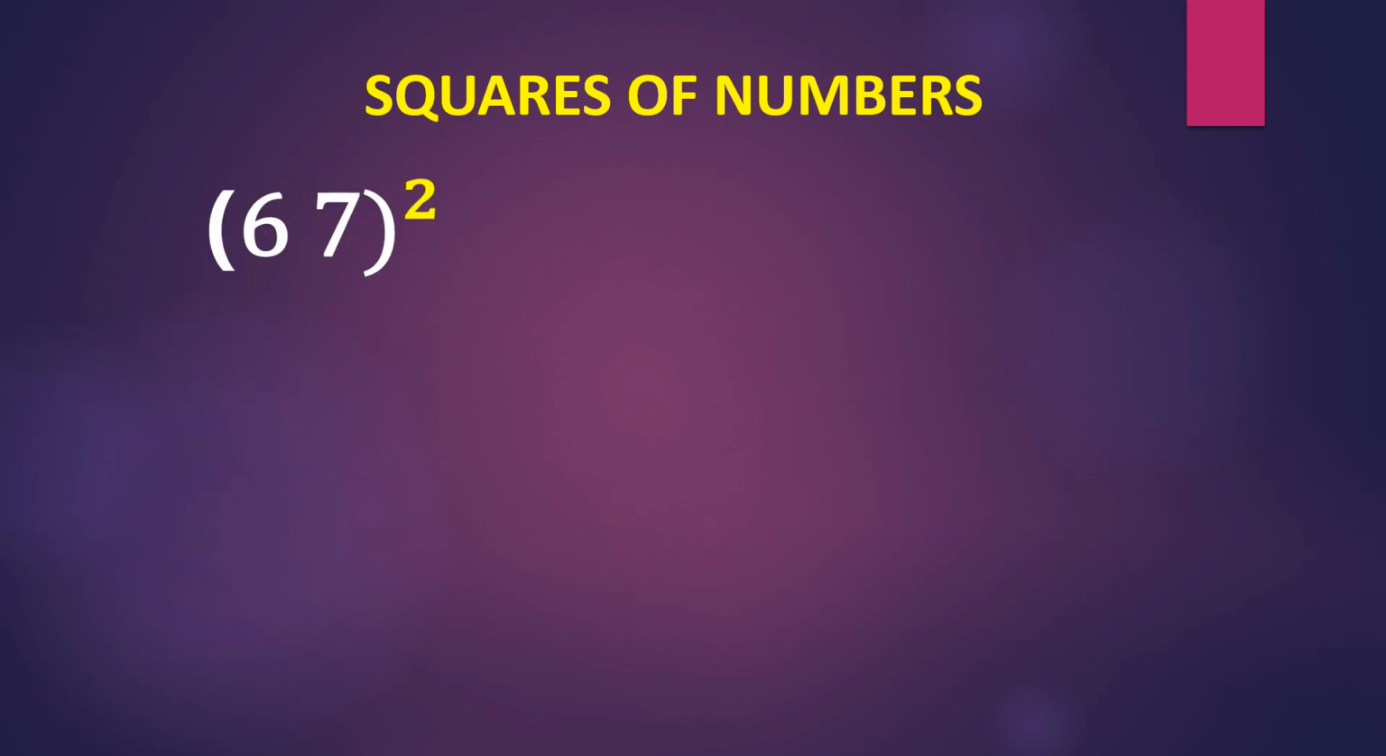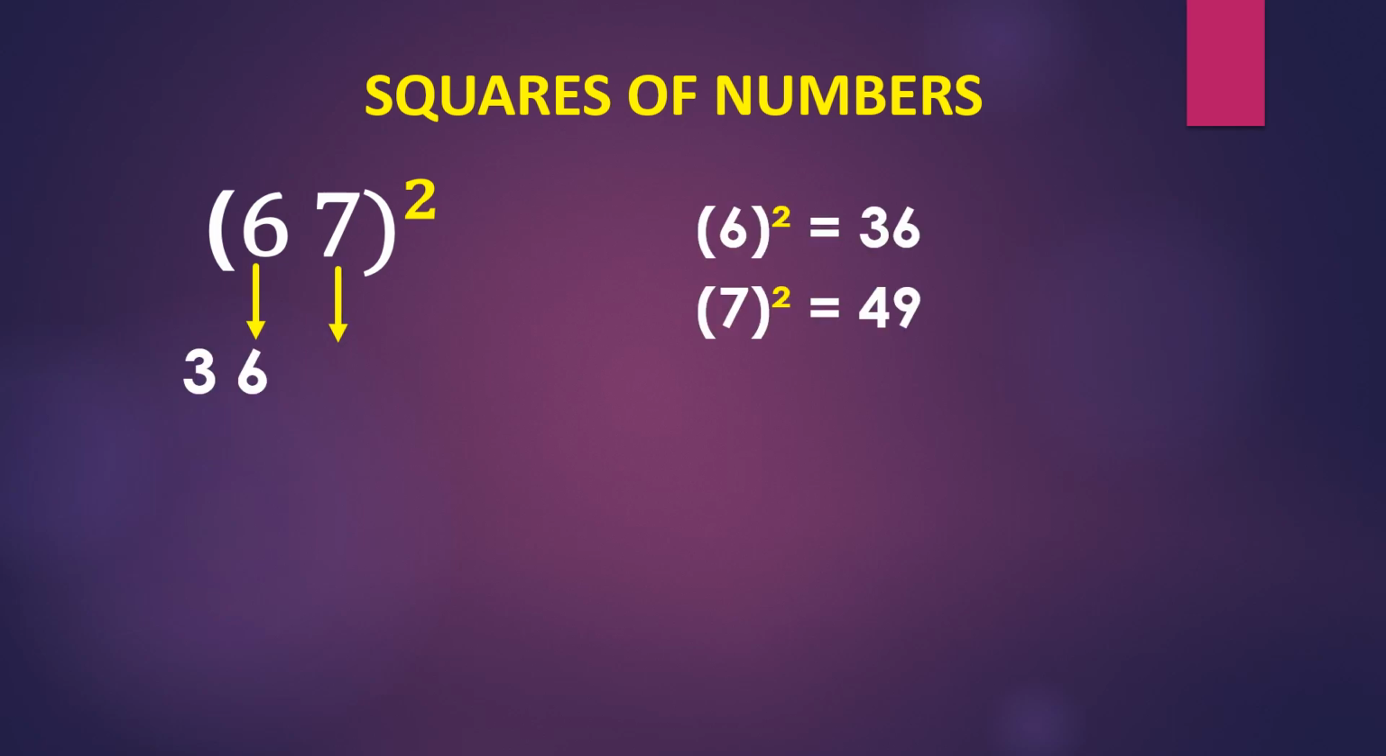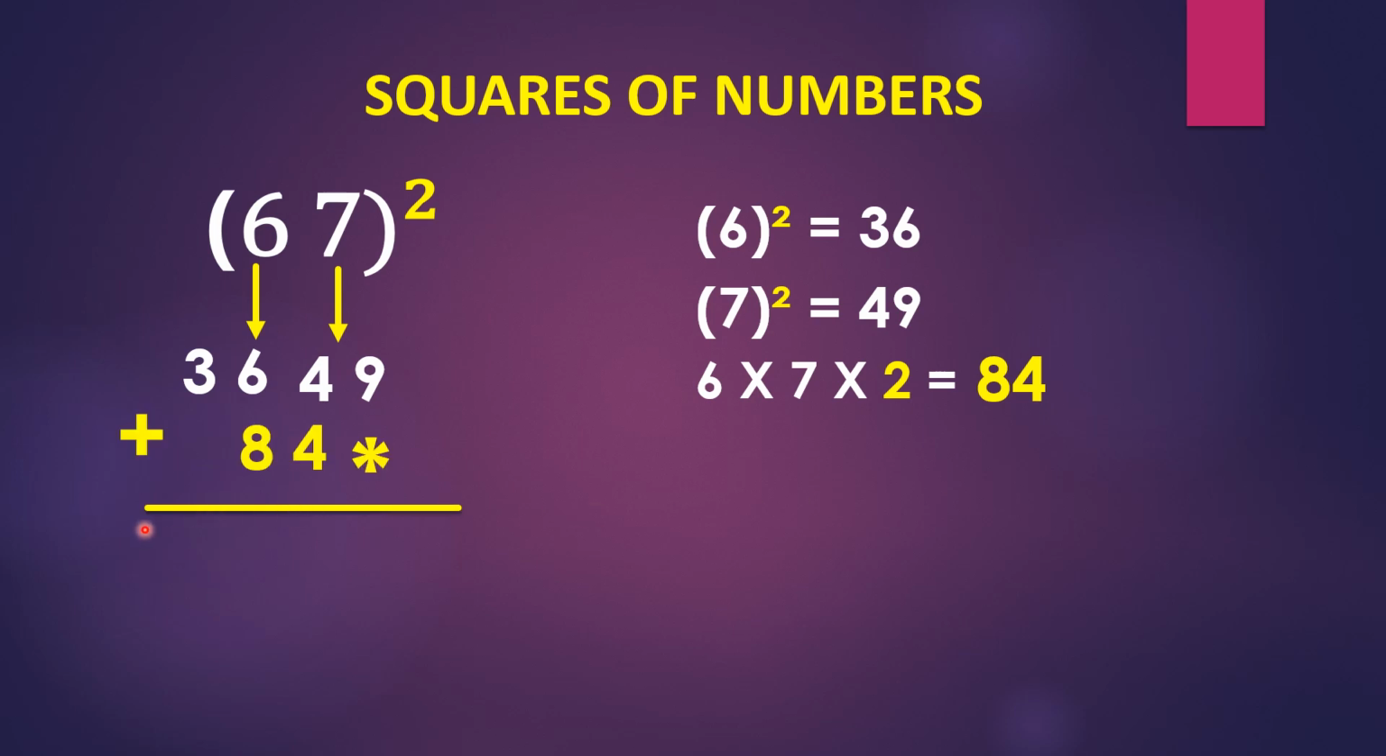One more example, 67 square. First step, 6 square, 36. 7 square, 49. And the third step is 6 into 7 into 2. So 6 7s are 42, 42 2s are 84. Or you can take 2 6s are 12, 12 7s are 84. Now add this 84 to this number, leaving the units place.